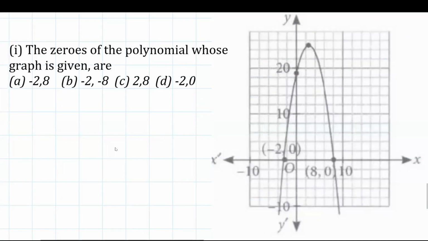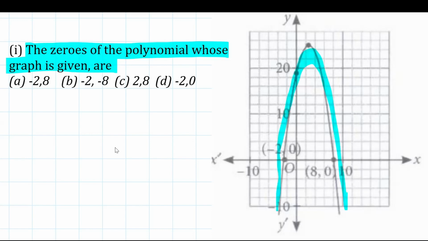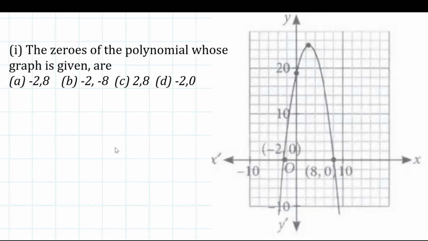Now let's say the first part of this first question is the zeros of the polynomial whose graph is given are. So we can see there is a graph given over here, and we have to find the zeros of this polynomial. So what are zeros? It is the x coordinate, right? One more time. It is the x coordinate of the point where the graph touches the x-axis.